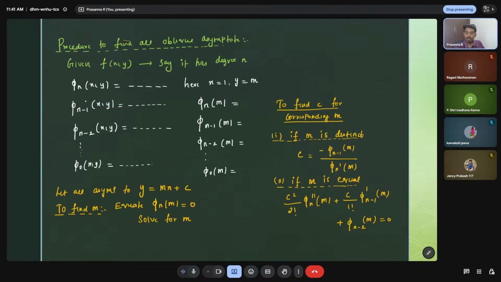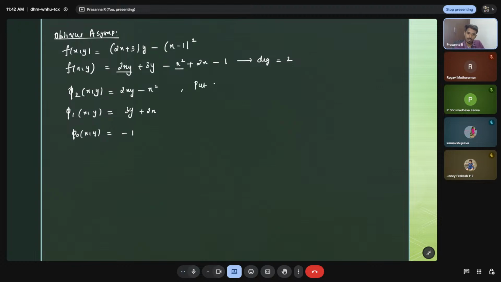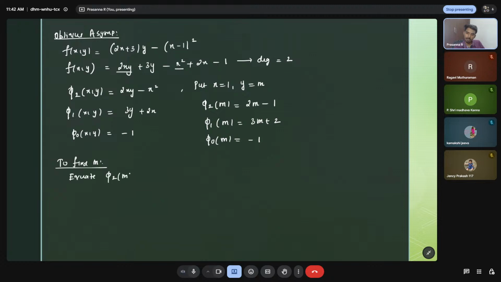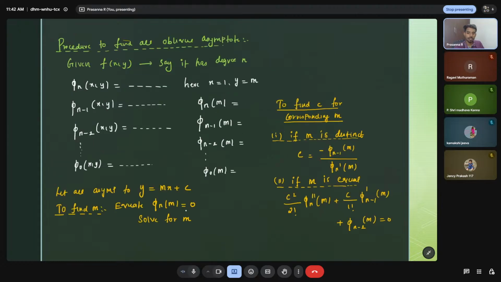Now what is the next step after collecting the terms of each degree? Put x is equal to 1, y is equal to m. Then this P2 will be converted to a function of m. So P2 of m is 2m minus 1, right? X is 1, y is m. And then P1 of m is 3m plus 2, and then the constant term is minus 1, right? Now to find m, what do we need to do? Equate P2 of m to be equal to 0. So we should always equate Pn of m to be equal to 0, right?